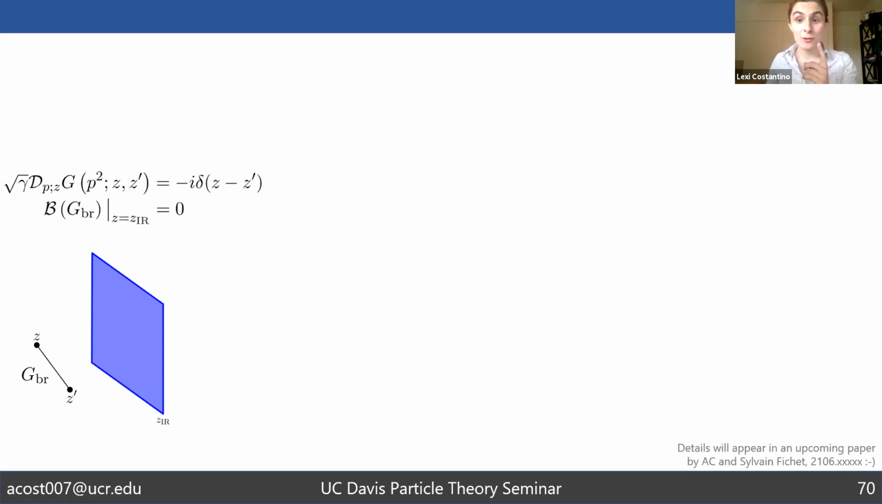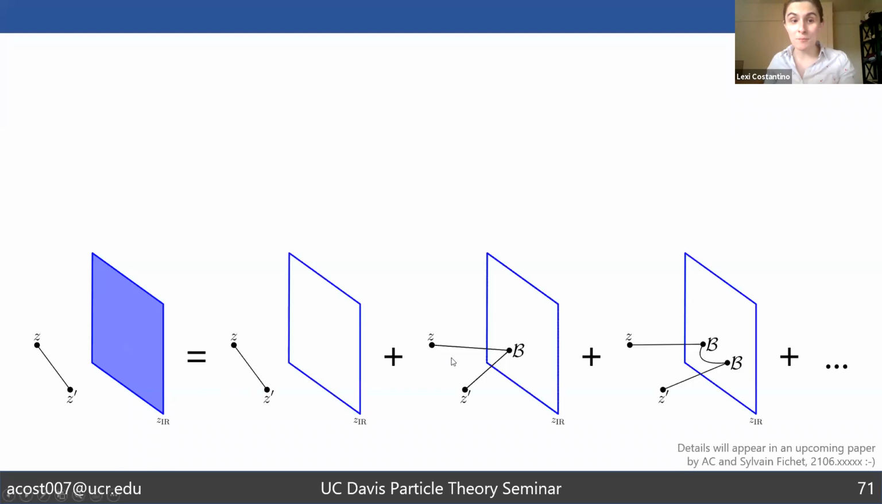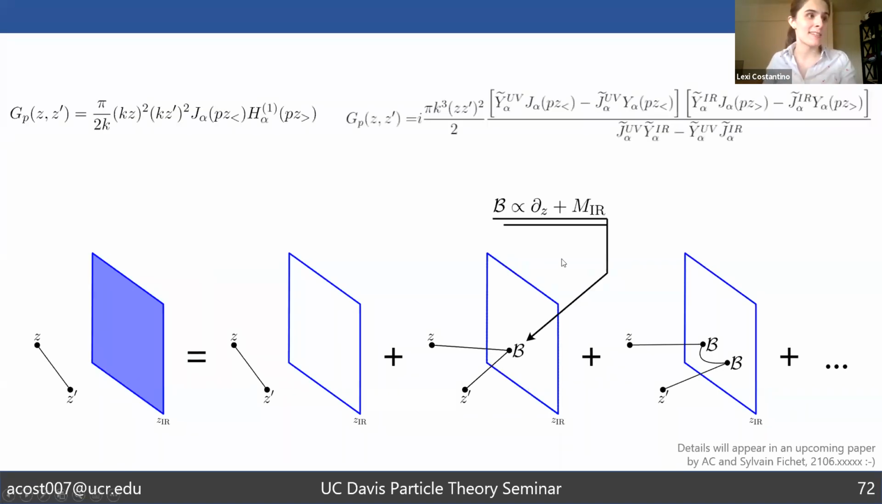Alternatively, you can treat this boundary operator as a dressing. And it appears in a similar way to how the self-energy appeared in the Dyson equation. And you can write the propagator with branes in terms of a propagator without. For instance, let's consider one brane instead of two. You can write the propagator with an IR brane in terms of a propagator without an IR brane, plus one insertion of this operator, plus two, and so on. As I mentioned, this operator is a derivative term plus what we call brane masses localized on the boundary.